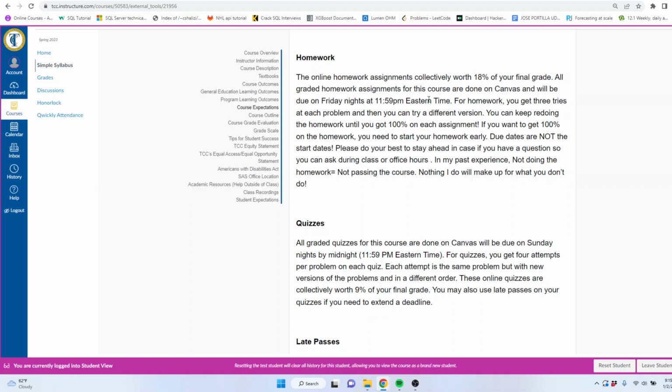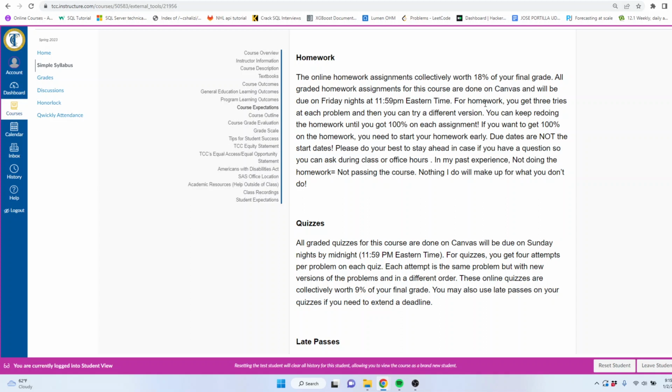But really the way homework is, it's 18% of your grade, and you'll see in the pacing schedule, it is due Friday nights at midnight. All your assignments in this course are going to be due at midnights, just to make things easier on everyone. So I wouldn't put something due at like a 5 p.m. or a noon or anything like that.